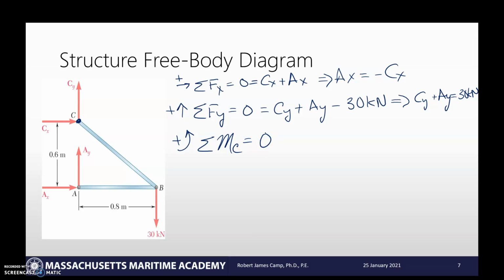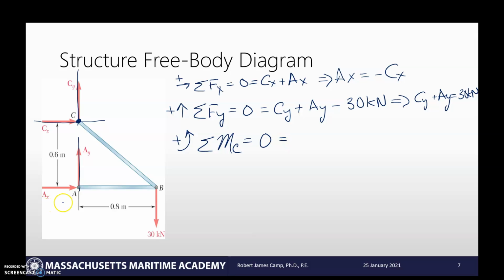So why did I pick C? Well, we see Cx, its direction's right through C. So there is no lever arm. That'll be 0. It falls out. Cy, same thing, goes right through C. It's going to fall out. Ay goes right through C. It's going to fall out. We're only going to have 2 different moments then.